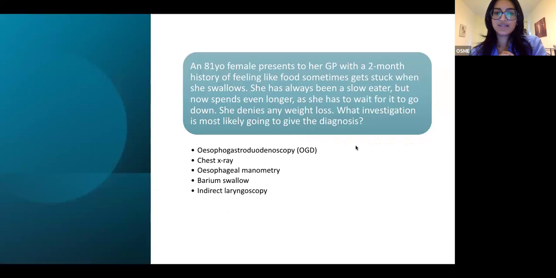Okay, so this is another question, and the answer isn't on the screen, which is good. So, an 81-year-old female presents to her GP with a 2-month history of feeling like food sometimes gets stuck when she swallows. She has always been a slow eater, but now spends even longer as she has to wait for it to go down. She denies any weight loss. What investigation is most likely to give the diagnosis?